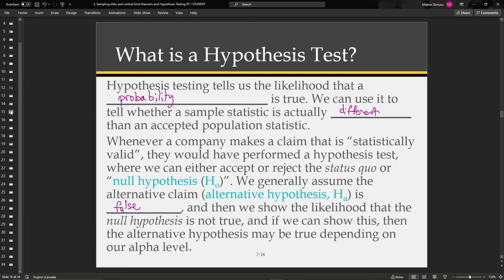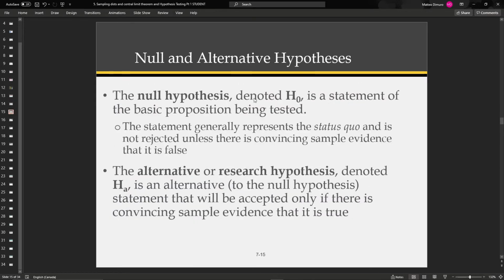On to the next slide. So the null hypothesis we denote by using H0. That's how you say it, H0, that's how you write it. And it's a statement of the basic proposition being tested. Just keep in mind the statement generally represents the status quo, like I said before, and is not rejected unless there's convincing sample evidence that it is false. The alternative or research hypothesis, denoted HA, is an alternative to the null hypothesis, and that statement is only going to be accepted if there's convincing sample evidence that it is true.